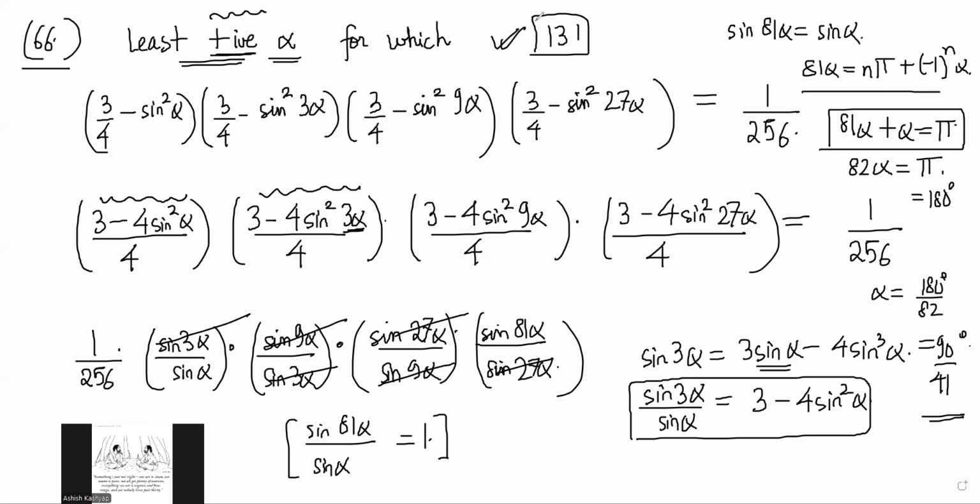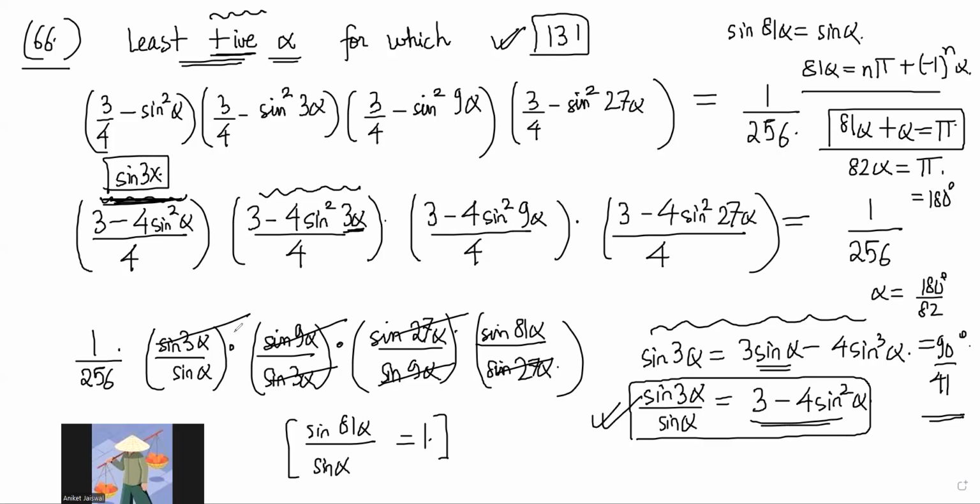But the main idea is to see this thing and be reminded of the sine 3x formula. If you can see the similarity, then you can immediately notice this and take sine alpha common here, right? Yes, sir. Okay, what's the next doubt? Sir, 73. 64 also. Okay, 64 first.